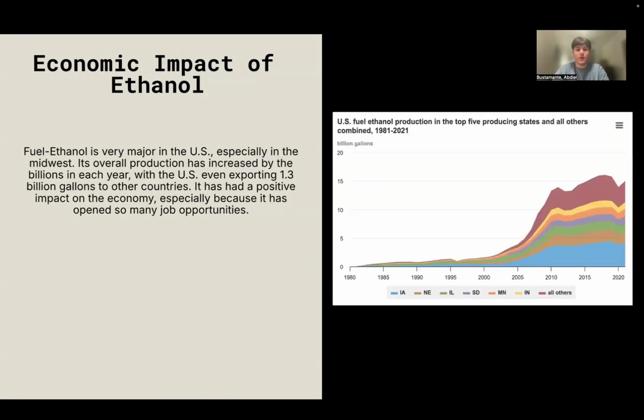Economic impact of ethanol. Fuel ethanol is very major in the US, especially in the Midwest. Its overall production has increased in the billions each year, with the US even exporting 1.3 billion gallons to other countries, approximately 83. It has had a positive impact on the economy, especially because it has opened so many job opportunities. This graph basically shows the main states that produce fuel ethanol.